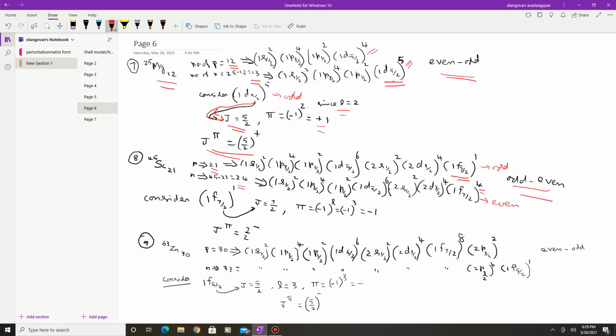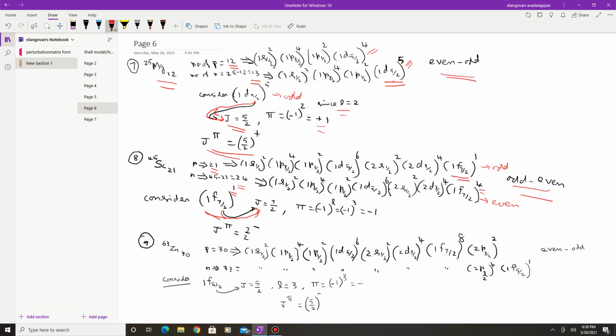You choose the term corresponding to the odd one, 1f 7/2, and this 7/2 is the J here. That is the angular momentum of the nucleus. And pi is equal to (-1) to the power L, where L is 3 here. So this is negative. So odd-even, that is important. The number is not important, whether it is 1 or 3 or 5, that is odd. That number is not important for the calculation. It is useful only to find whether it is odd or even.